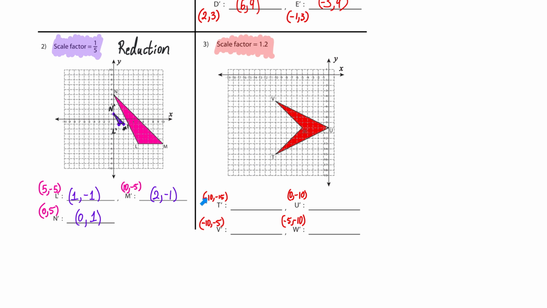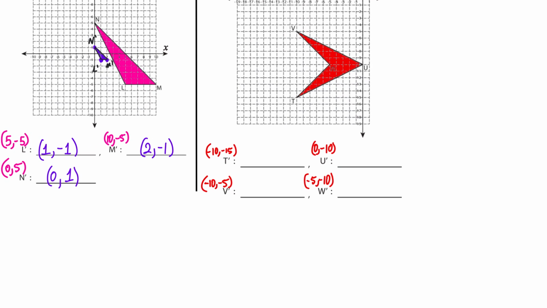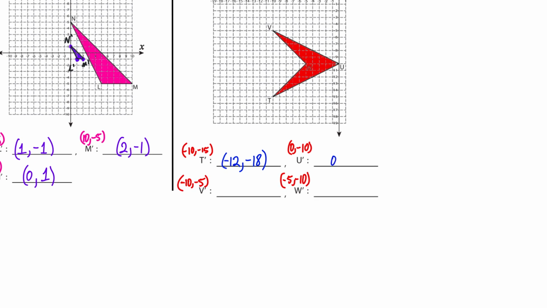So what is negative 10 times 1.2? Negative 12. Okay, and what is negative 15 times 1.2? Negative 18. Okay, 0 times 1.2 is 0. Negative 10 times 1.2 is negative 12. What's negative 5 times 1.2? Negative 6. And then negative 6, negative 12.